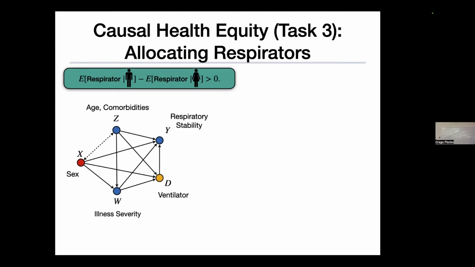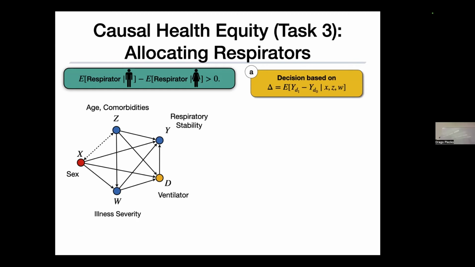So what we do first is we use the graphical model, right? The set of mediators is just illness severity, sex is the protected attribute, age and comorbidities are here, the ventilator is our control of interest, and we're trying to optimize the respiratory stability of the patient, right?